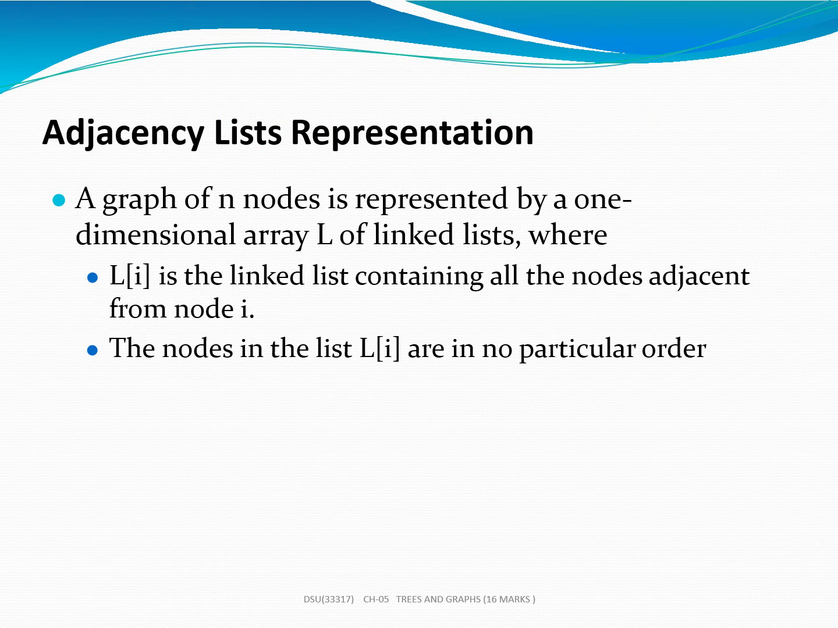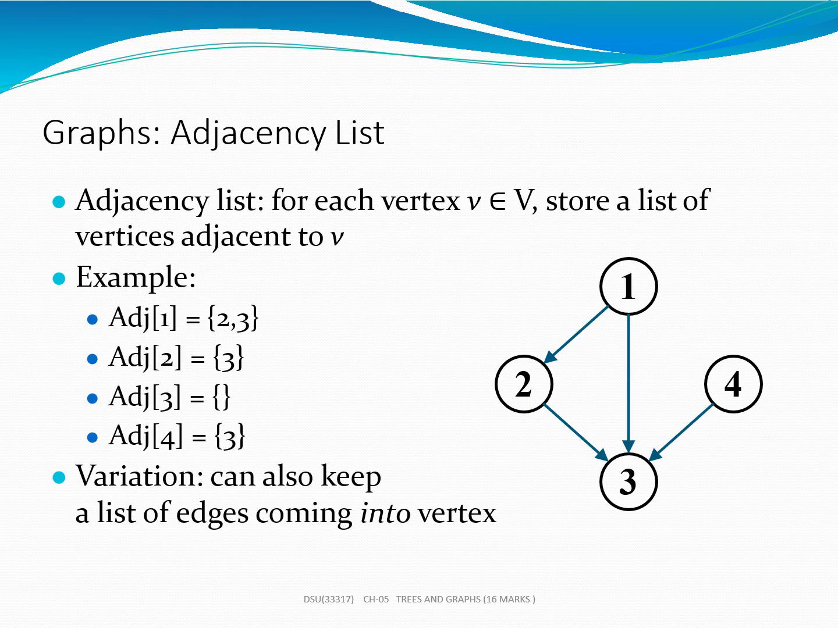Adjacency list representation. A graph of n nodes is represented by a one-dimensional array L, like a linked list, where L of I is the linked list containing all the nodes adjacent from node I. The nodes in the list L of I are in no particular order. So for graphs, the adjacency list: for each vertex V, store a list of vertices adjacent to V.